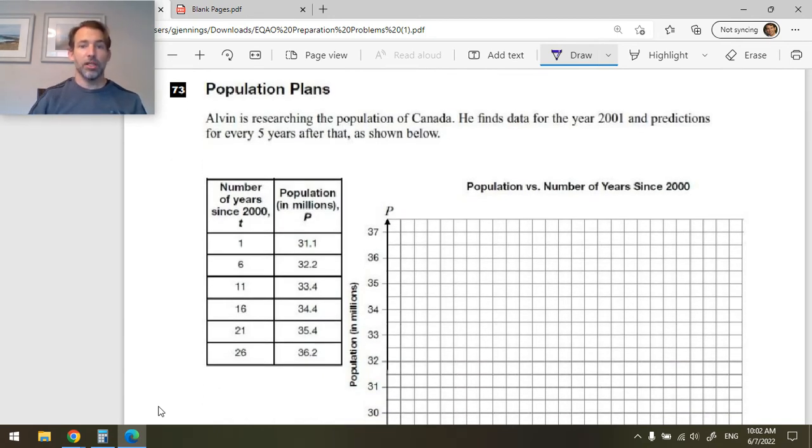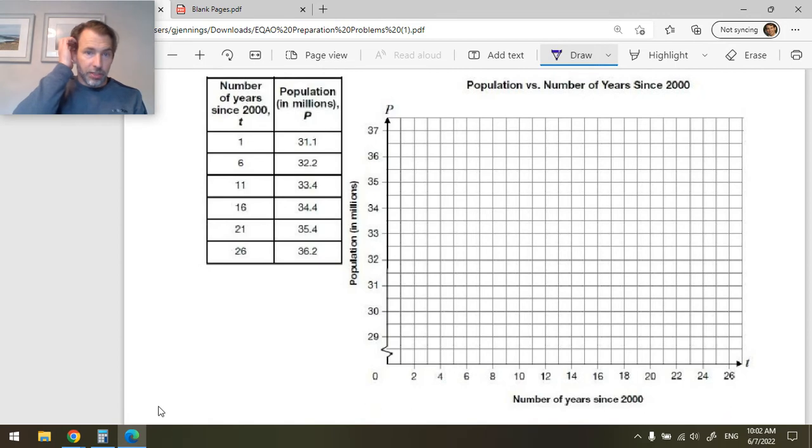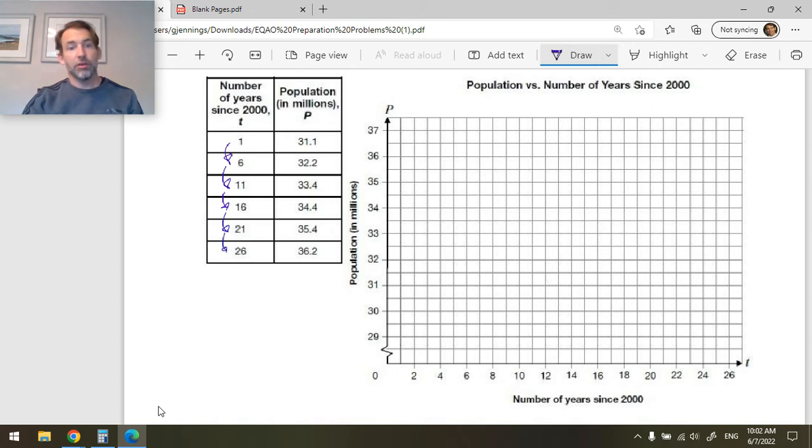Population plans. Alvin is researching the population of Canada. He finds the data for the year 2001 and predictions for every 5 years after that, as shown below. Population in millions, number of years since 2000. One nice thing about his data table here is this is always increasing by 5. So it sets us up nicely to spot linear relations. Populations don't grow linearly, but over a short period of time, it might look linear, so sure, whatever.